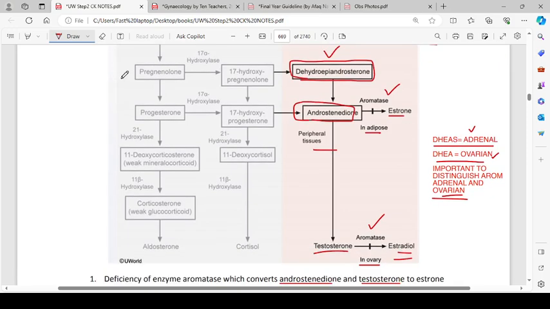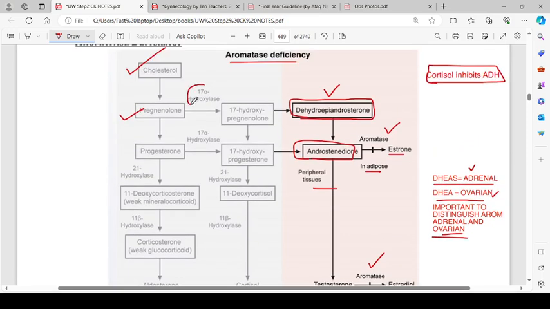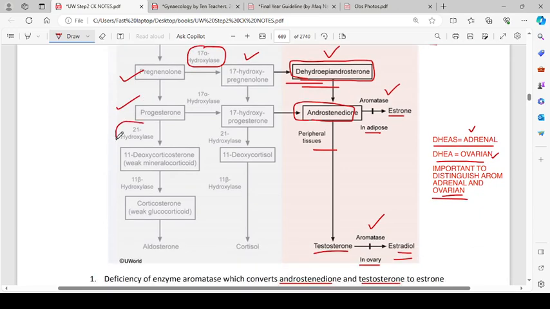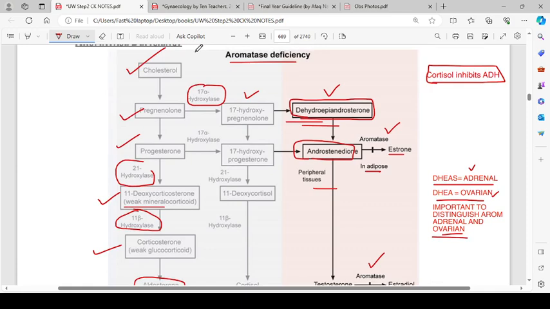The cholesterol is converted to pregnenolone, which is converted by 17 alpha hydroxylase into 17 hydroxypregnenolone, that is converted into dehydroepiandrosterone. So pregnenolone will be converted to progesterone. 21 hydroxylase will convert this into 11 deoxycorticosterone, which is a weak mineralocorticoid. 11 beta hydroxylase will convert this into corticosterone, a weak glucocorticoid, and aldosterone. So this is happening in zona glomerulosa.